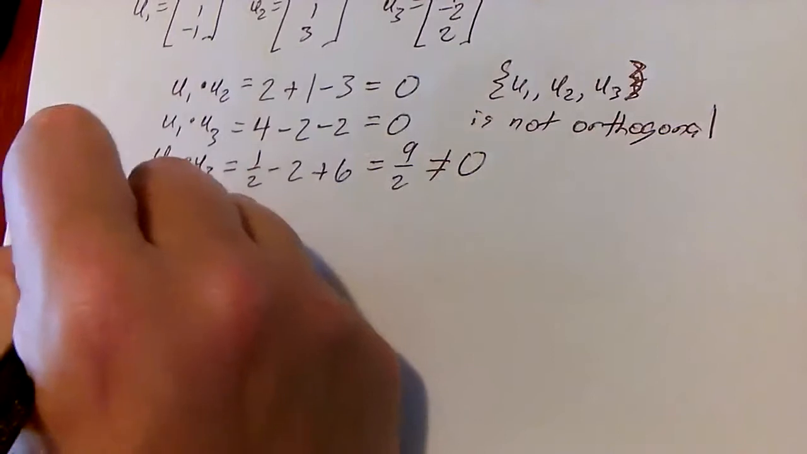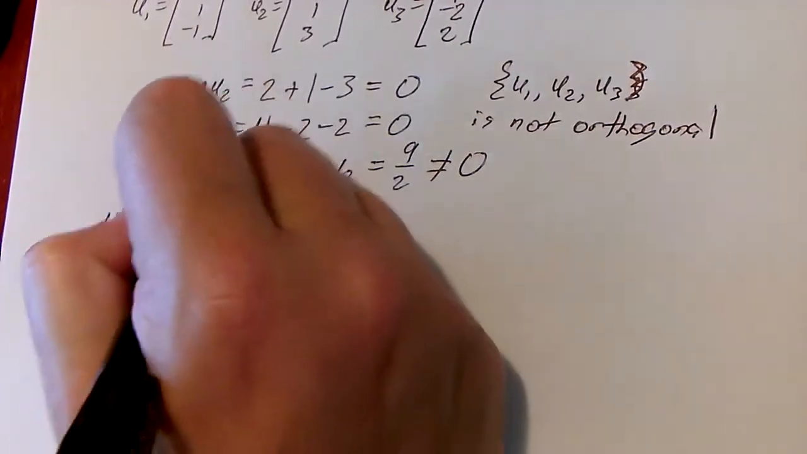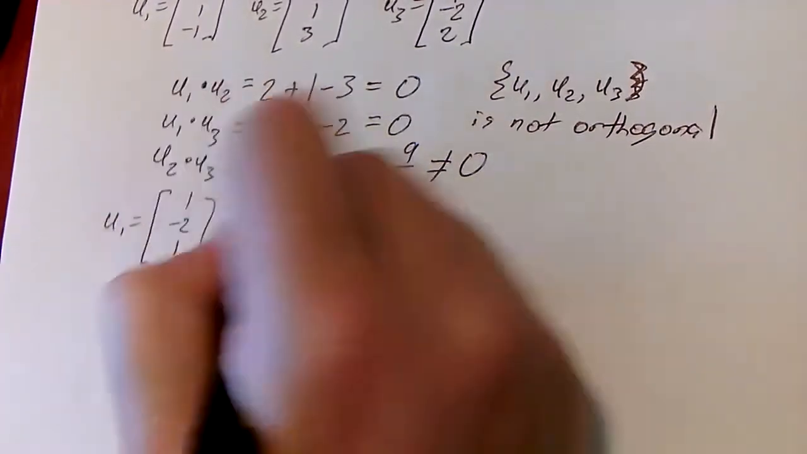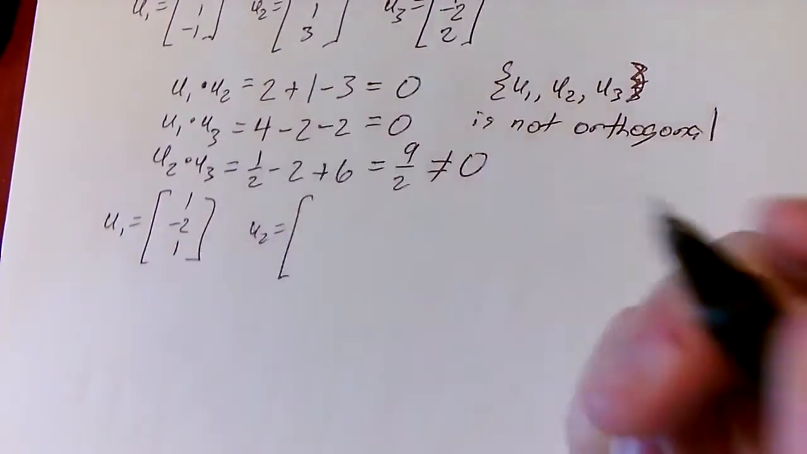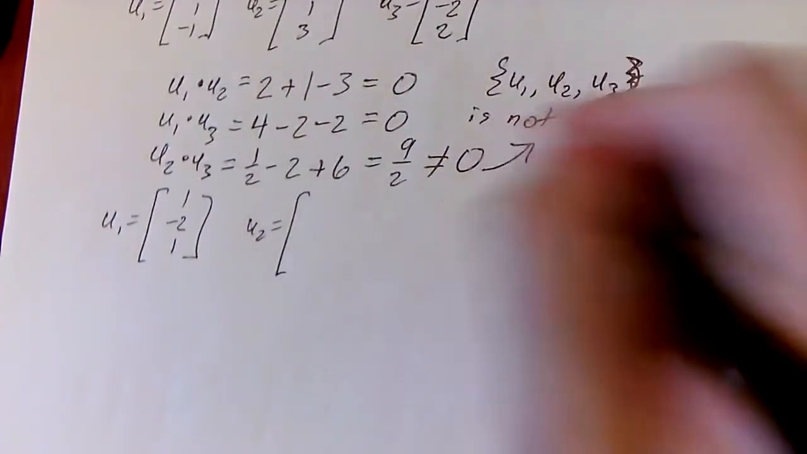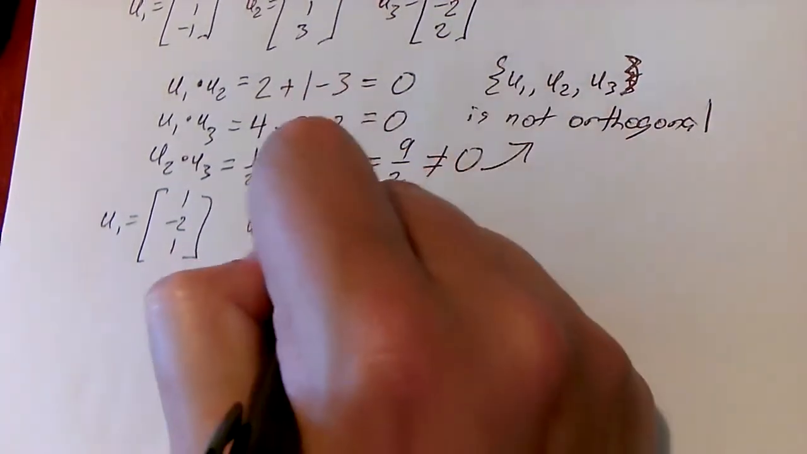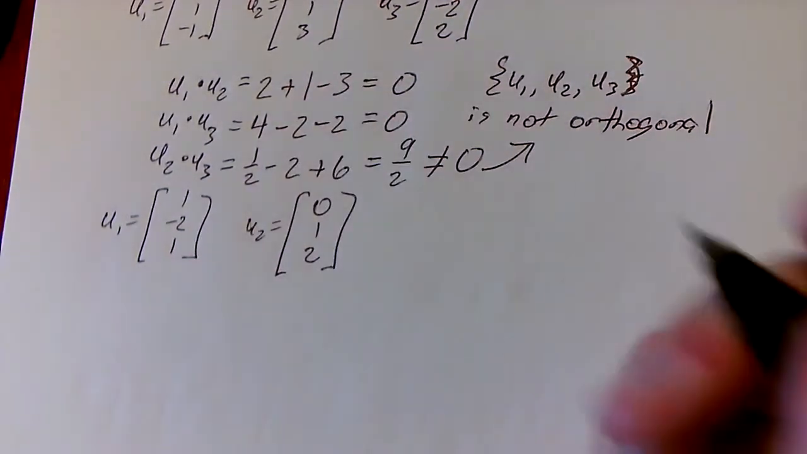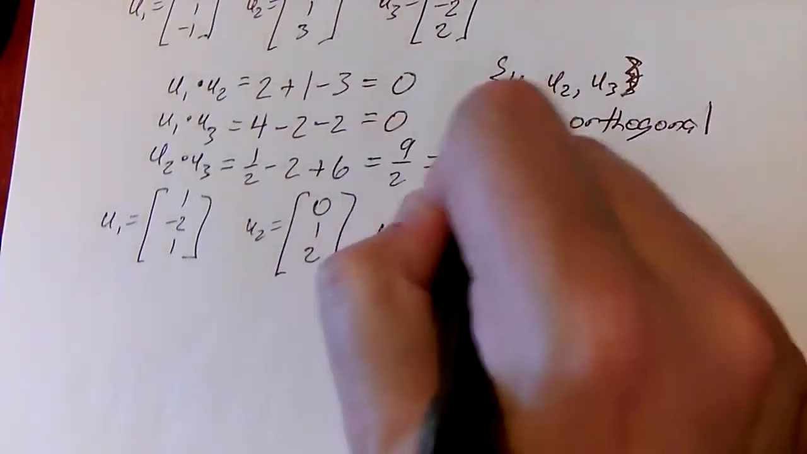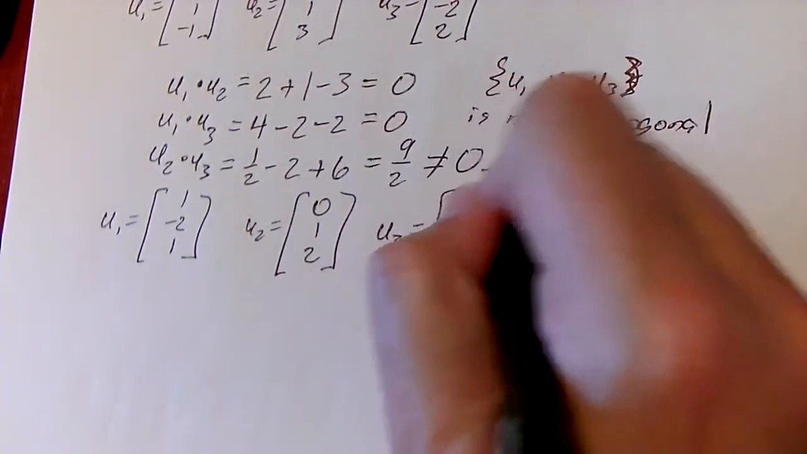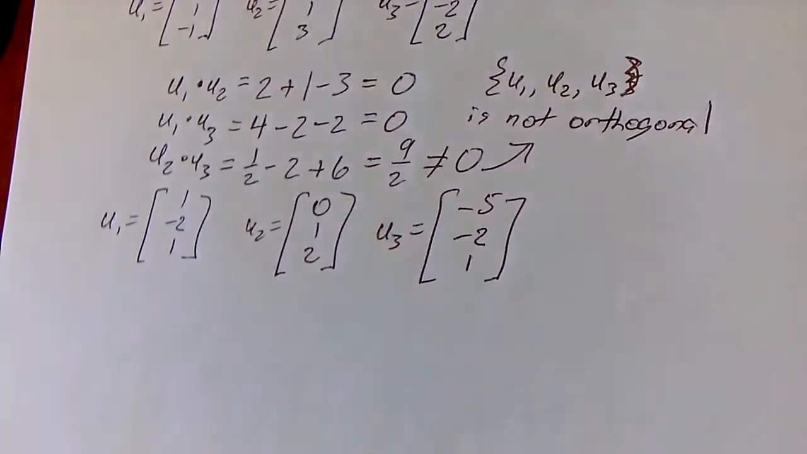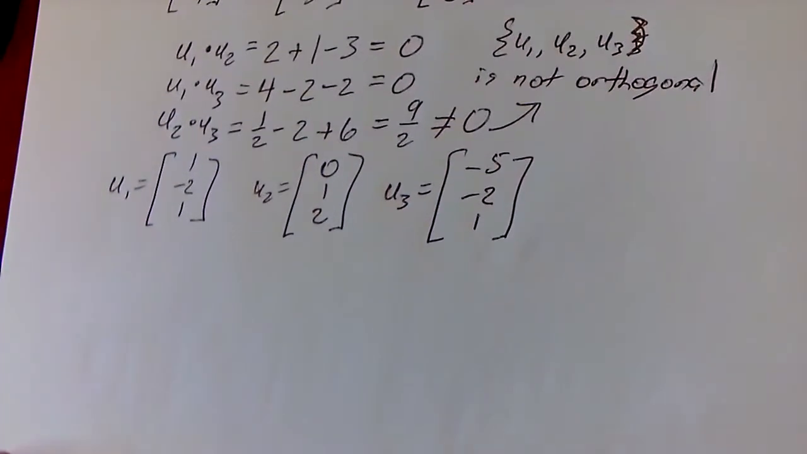Okay, so let's try another set. U1 here is going to be (1, -2, 1). U2, let me just make the point that's why that wasn't 0. Sorry, I had that in my notes and didn't write it down. U2 is (0, 1, 2). I said it instead of drawing my arrow. Then I finished my second set with U3 equals (-5, -2, 1). And we're going to check those dot products.